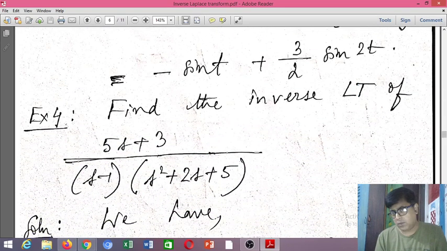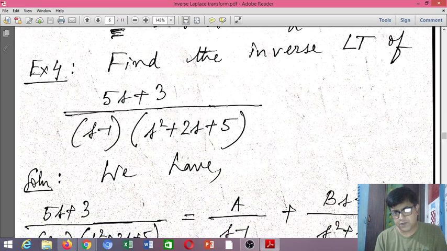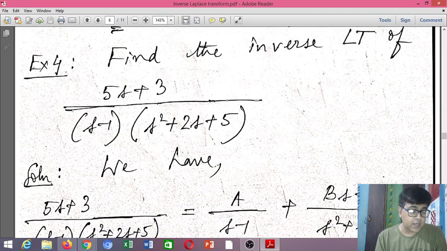Coming to the fourth problem. Again a bit different, in the sense that the partial fractions part is different. The rest of the thing is the same. Find the inverse Laplace transform of 5s plus 3 divided by s minus 1 into s square plus 2s plus 5. So you can clearly see there is a nonlinear factor and there is a linear factor.